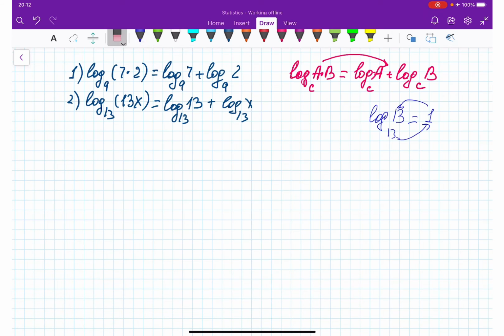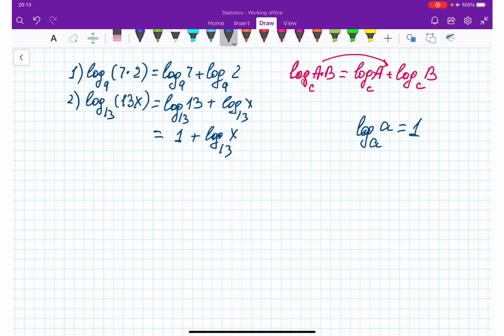Therefore, we write down, this is going to be equal to 1, right? Plus logarithm x by base 13. Shortly saying, if you have the end result a and base a, then the logarithm is going to be 1. The degree is going to be 1, as long as it's the same number.